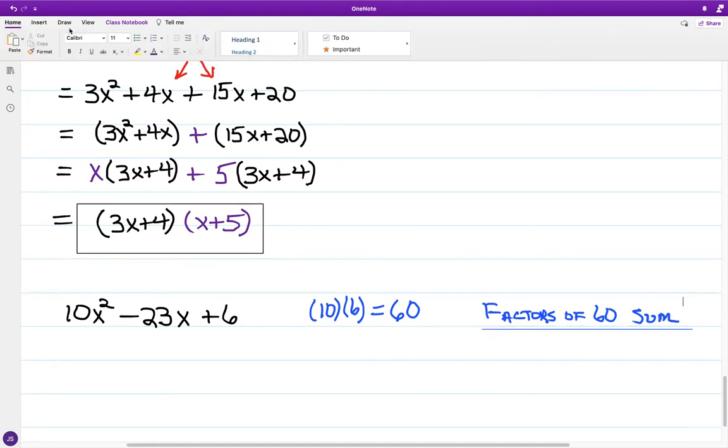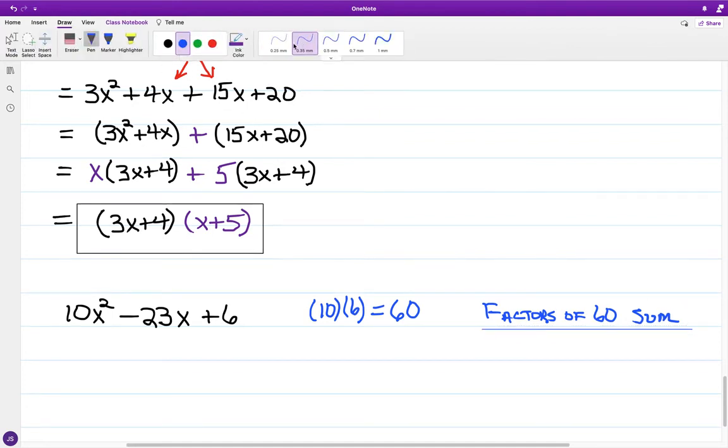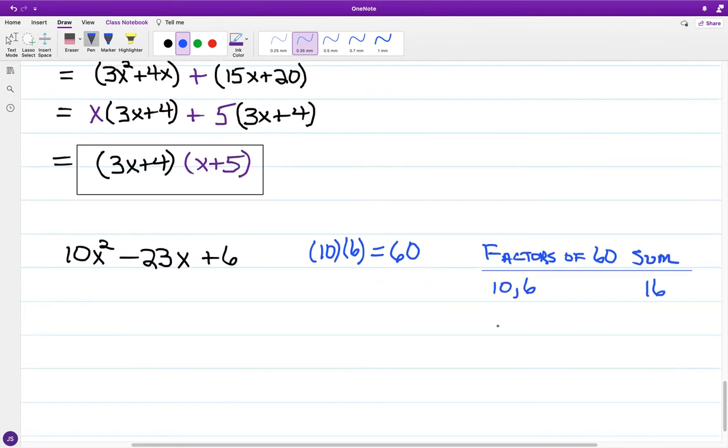So for what we have here, we just dealt with 10 and 6 added together, so that would be positive 16, but we want to go in the direction of negative 23, so we want both factors to be negative. Like if I had negative 10 and negative 6, the sum would be negative 16.